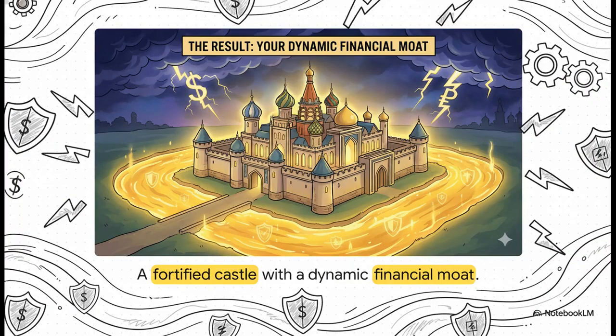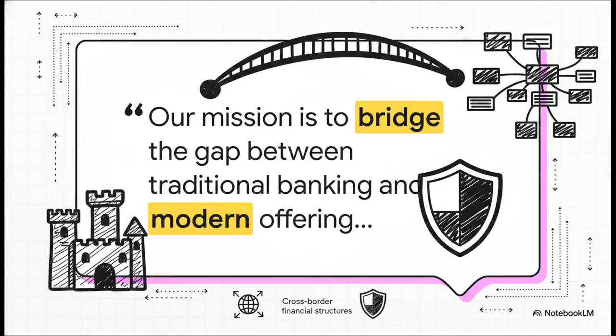So the crucial point is, this is what you're ultimately building. All of this preparation, the structure check, the dynamic routing, the scaling, it all leads to this ultimate goal: transforming your vulnerable operations into a fortified castle, surrounded by an impenetrable dynamic financial moat. Your business is protected, it's secure, and it's ready to withstand absolutely whatever geopolitical or economic shocks the world throws at it. And this entire philosophy comes straight from leadership.